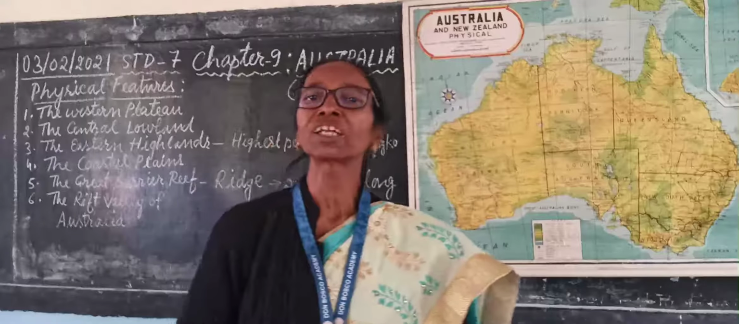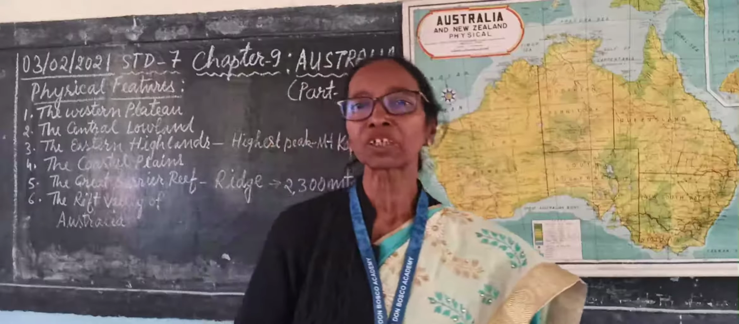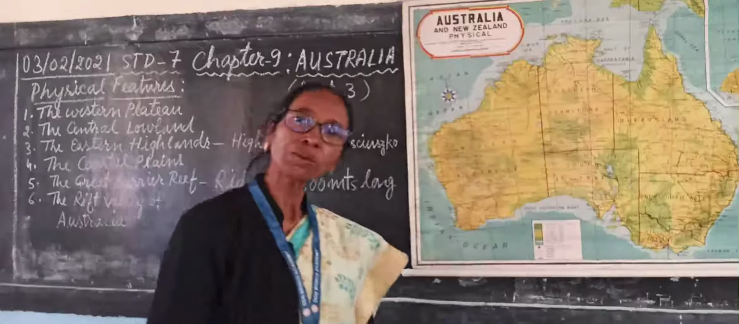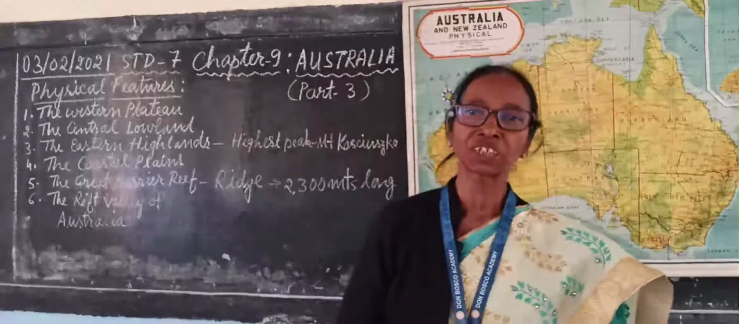In Geography you are learning about Australia. You are learning about the physical features of Australia. Today I am going to explain chapter 9 Australia, which is part 3, and in which you are going to learn some of the physical features of Australia.